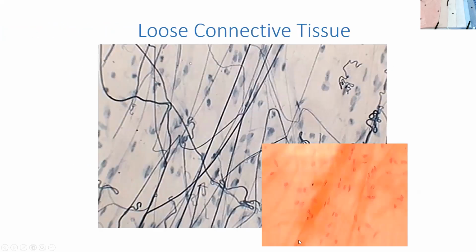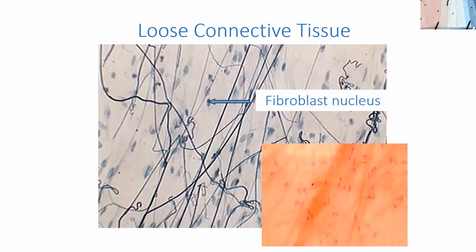Okay, this is what we call loose connective tissue. Loose connective tissue has fibroblasts. Fibroblasts are what we get when we have scar tissue. Scar tissue is nothing but placeholders in our bodies.